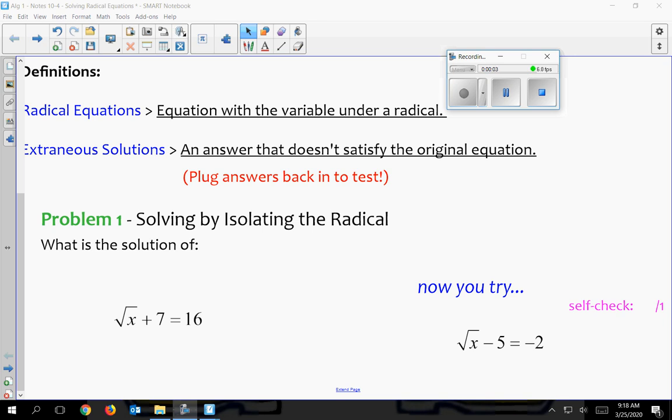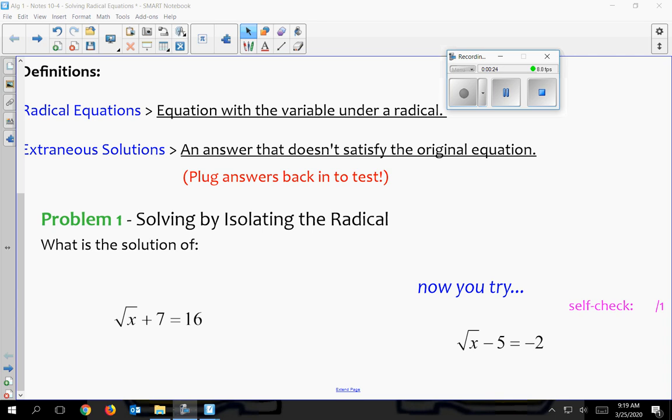Okay, everybody, this is chapter 10, section 4. These are dealing with radicals again. This is solving radicals. This is a section where we have to take our answers and plug them back in to make sure it works. There are times where we get an answer, but it won't work. And so that's part of doing the problem.